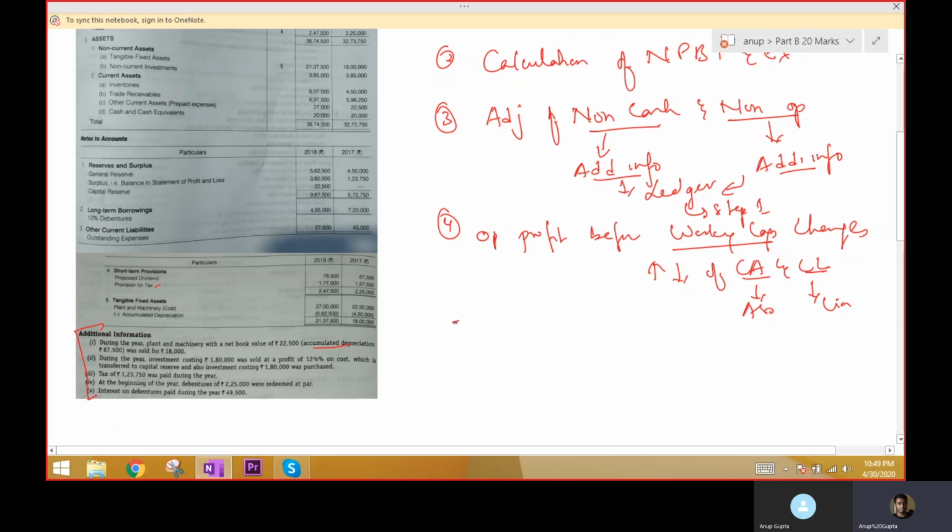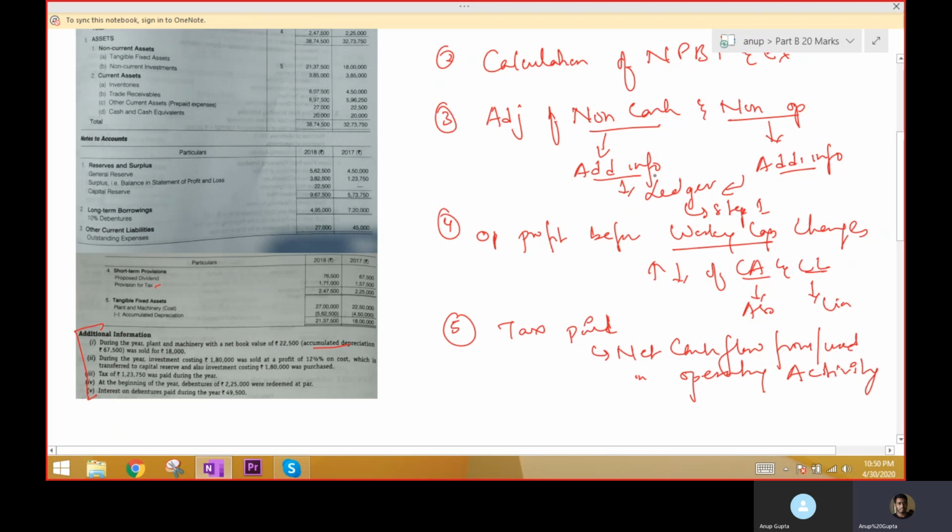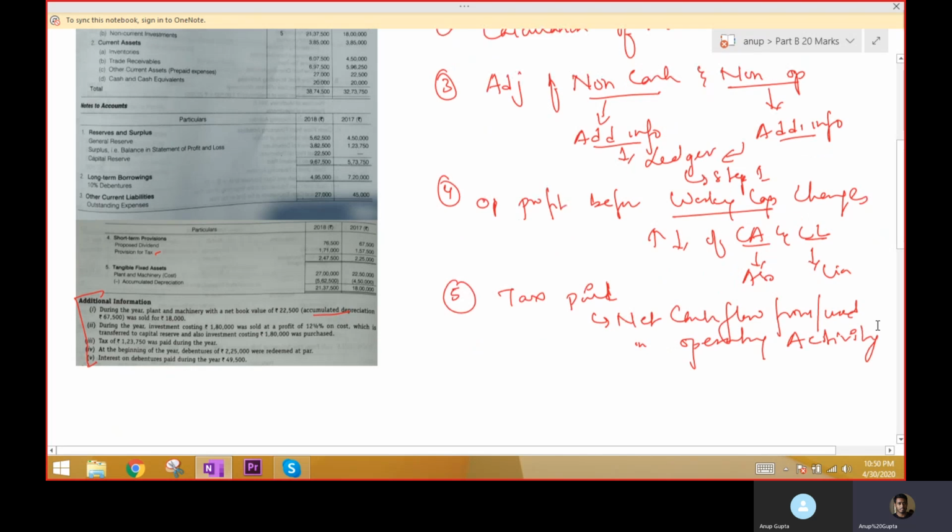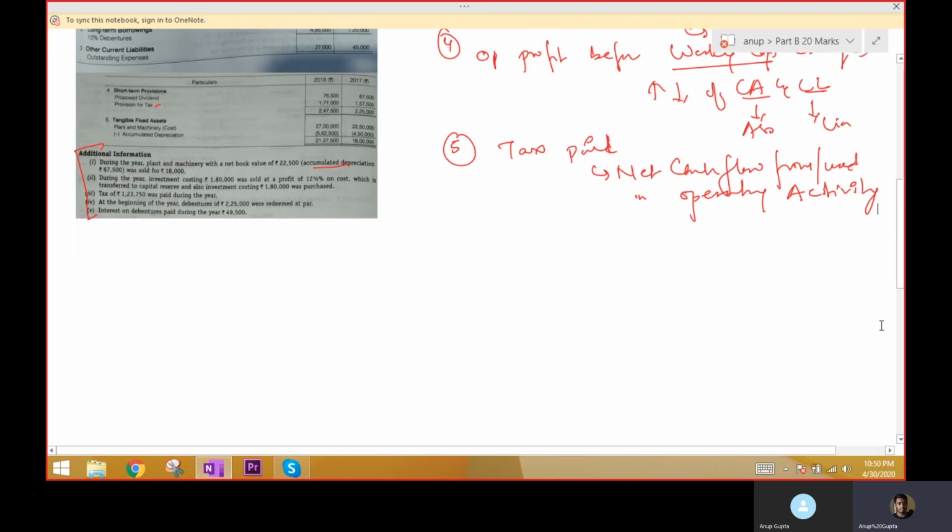Next, after doing this, step 5, you subtract the tax paid. Once you subtract the tax, what do you get? Net cash flow from or used in operating activity. So there are 5 steps of finding cash flow from operating activity, in other words. Now the question becomes very easy.